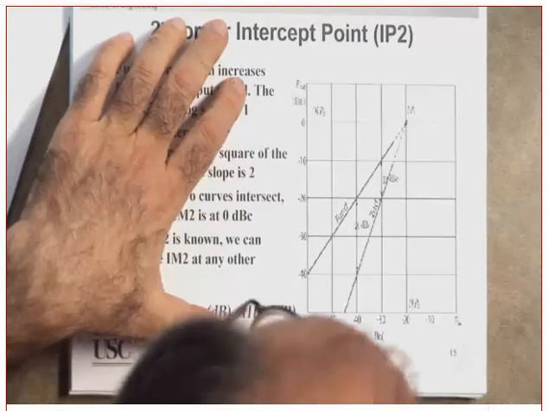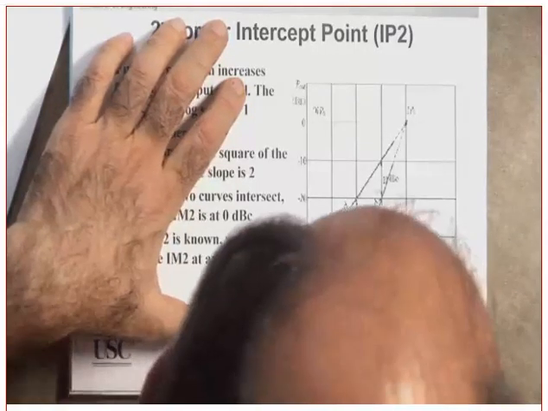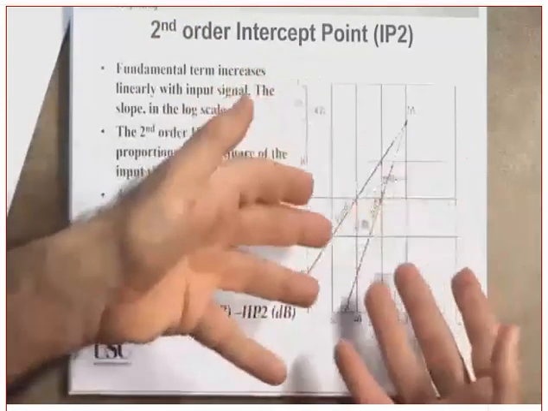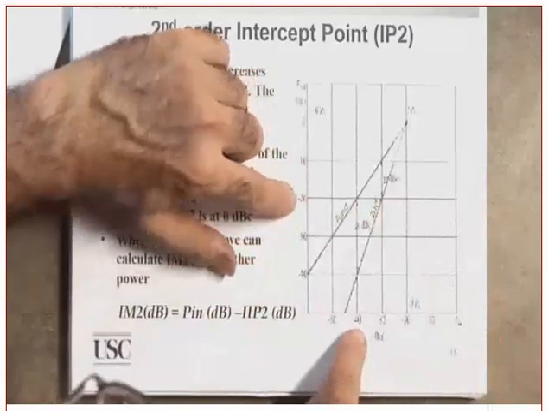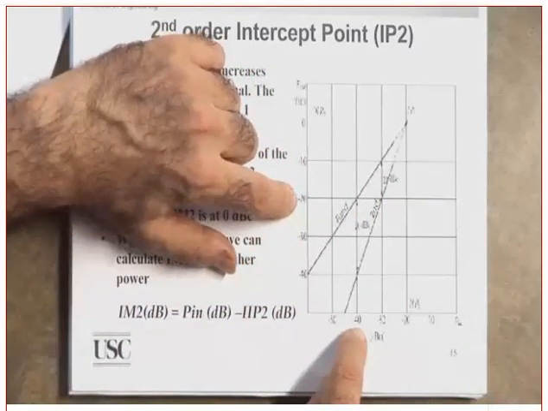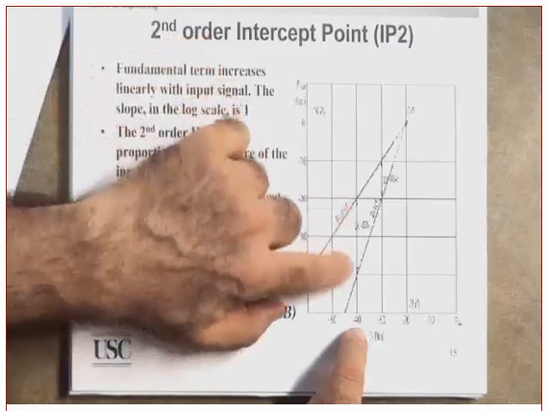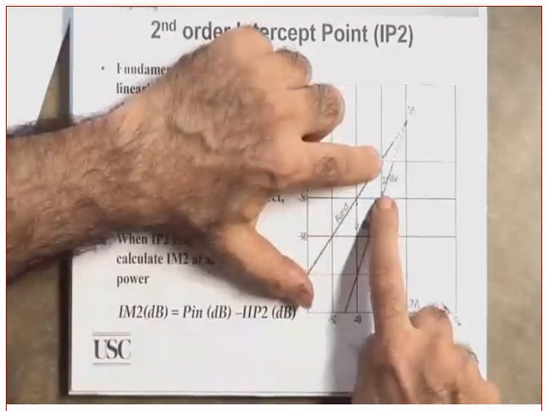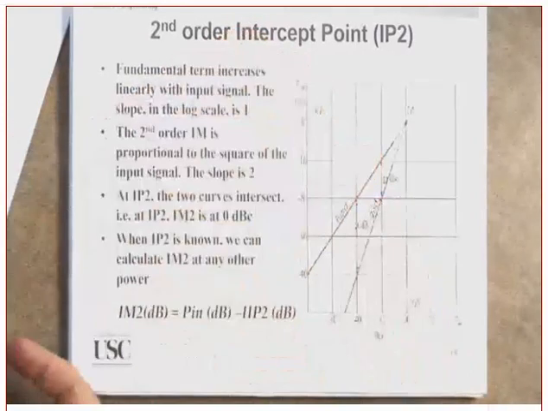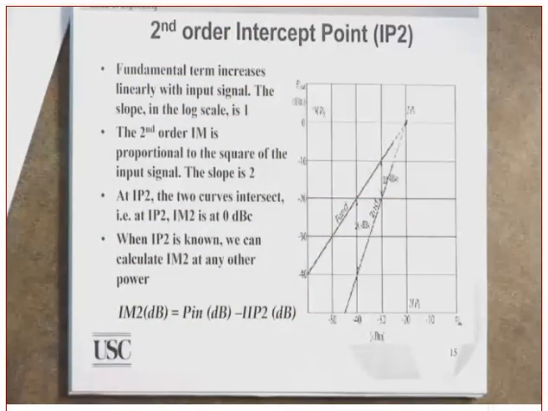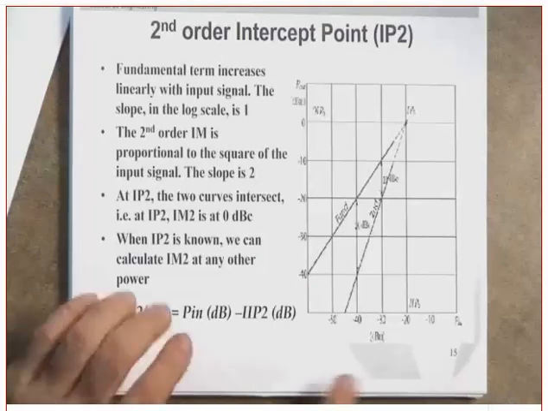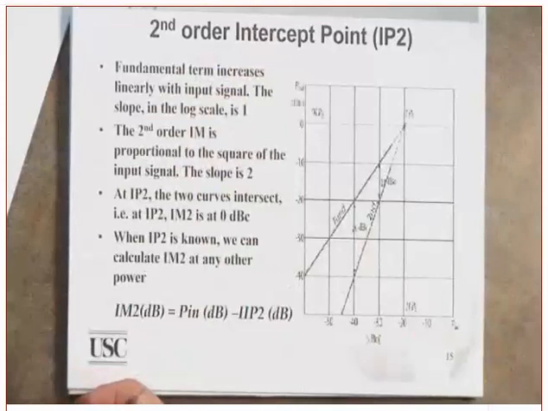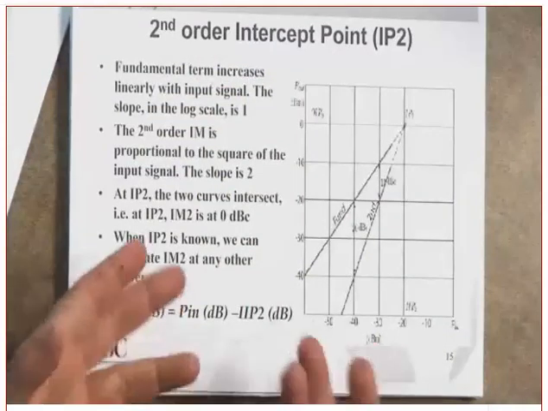Then, if the question tells you, what if the input is minus 40 dBm? Can you do it graphically? In other words, it's minus 40 dBm. What is the fundamental? Minus 20. Which means IM2 is 20 dB below, whereas the IM2 here was 10 dB. So the IM2 is double. Did you get this or not? If the question tells you this, just extend this and interpolate, interpolate, interpolate. Clear?